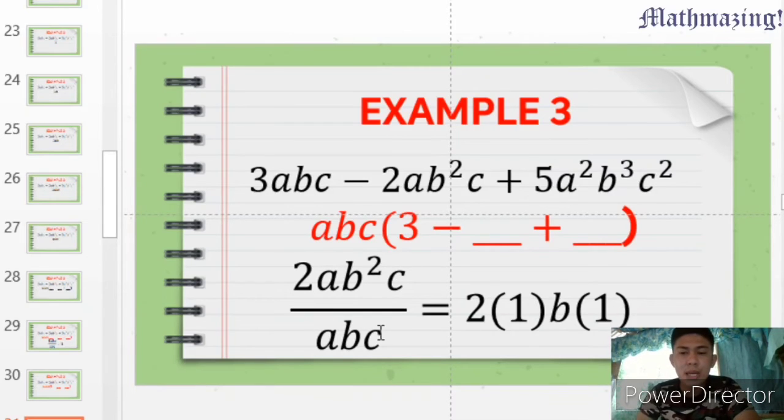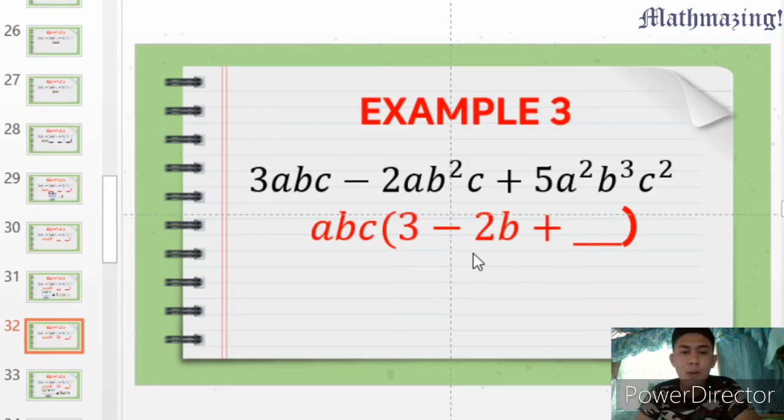B squared divided by B: 2 minus 1, the answer is 1, so B raised to 1, or B. Then C divided by C, the answer is 1. So now 2 times 1, the answer is 2. 2 times B, the answer is 2B. 2B times 1, the answer is still 2B. So yun yung ilalagay natin ngayon sa ating pangalawang blank.